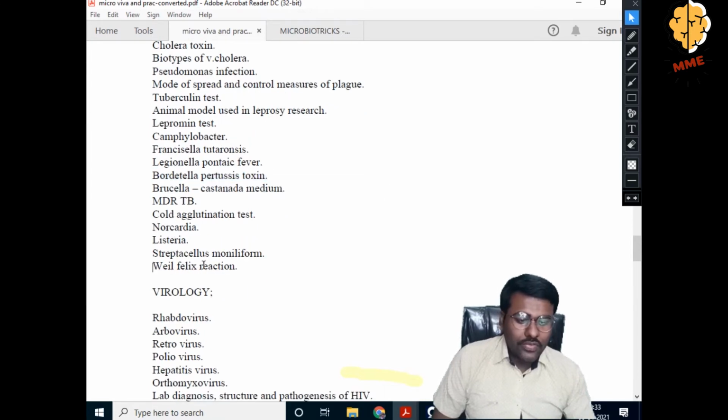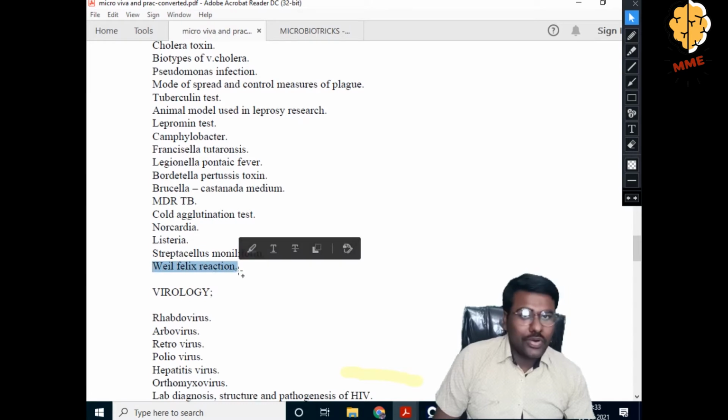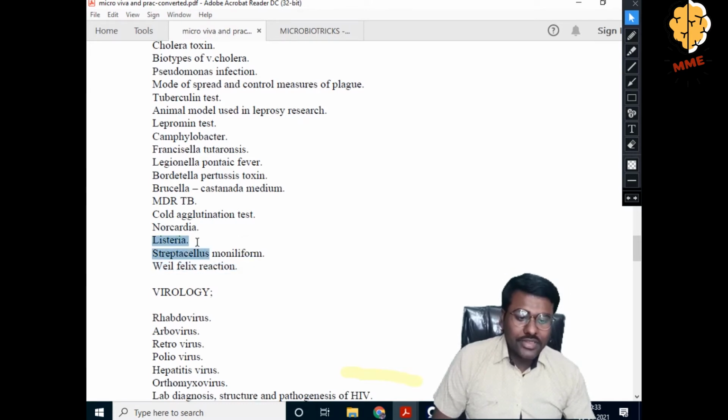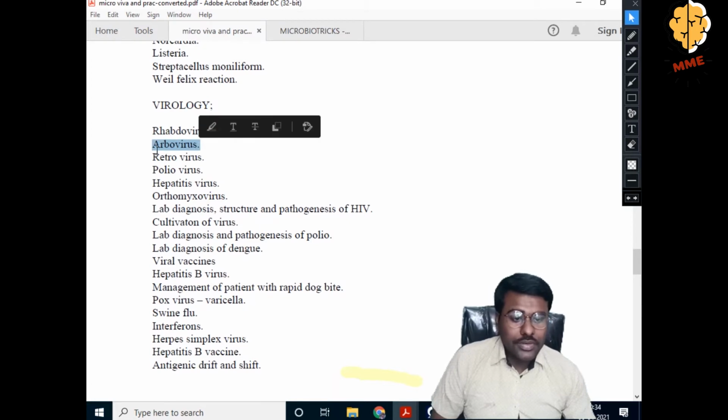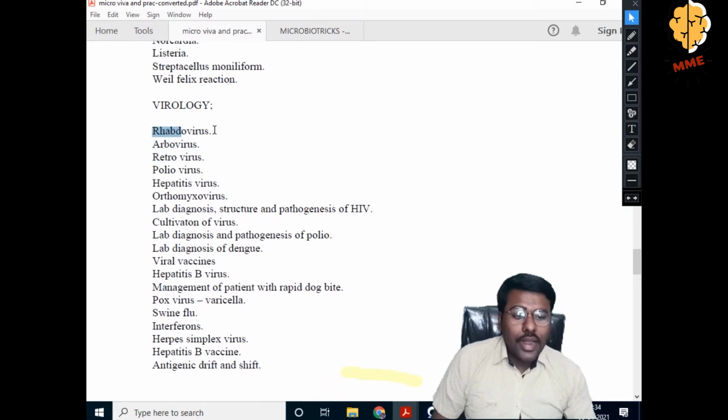And Weil-Felix reaction is very important for your exam, very important. Don't forget to study that. And Listeria also. Okay. Coming to the virology, I want to say arboviruses are very important. Then the retroviruses and also rabies or rhabdovirus. Okay. Then hepatitis virus and orthomyxovirus. First you have to study the arbovirus and retrovirus.